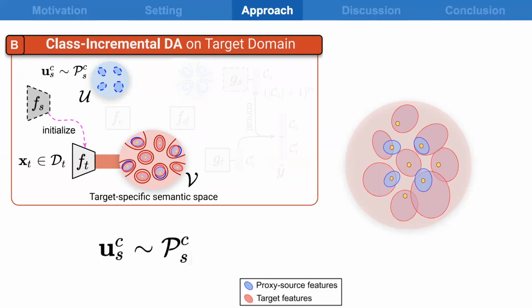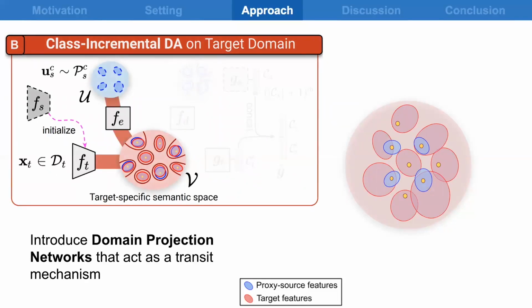We sample proxy source features from these Gaussian prototypes. These features are projected to the target semantic space and back to the source feature space where they are sampled from. We call the modules FE and FD as domain projection networks. These act as a transit mechanism between the semantic spaces.